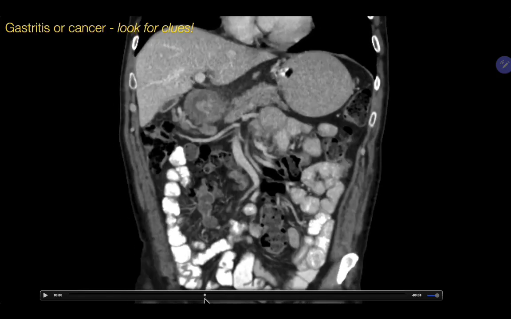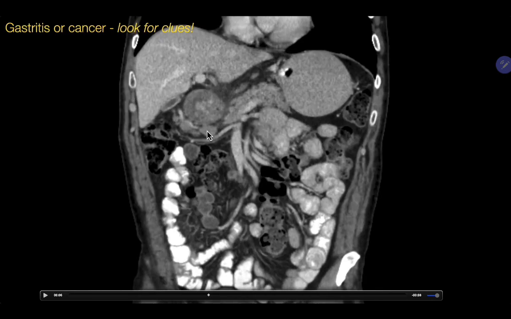So these lymph nodes are not reactive lymph nodes. They're not from inflammation in the setting of an ulcer. These lymph nodes are highly suspicious for cancer, and indeed, this is a gastric adenocarcinoma.